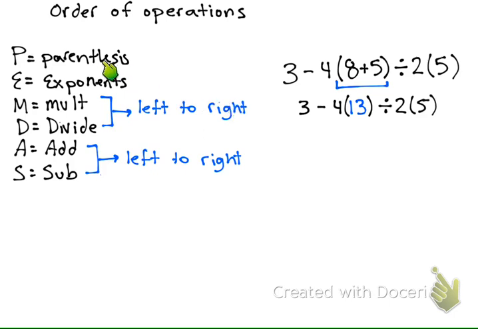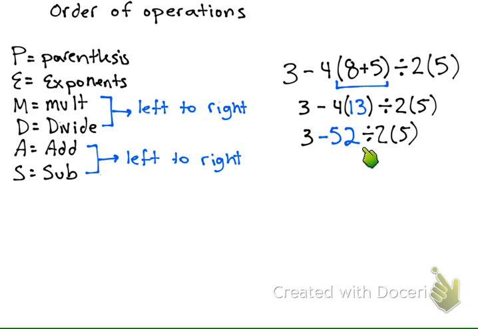So from here, we finish all of our parentheses. We don't have any exponents. So now we're on to the multiply and divide section, but we have to work from left to right. So the first one we come across when you go from left to right is this negative 4 times 13. And that gets you negative 52. We're going to drop everything else down for now.